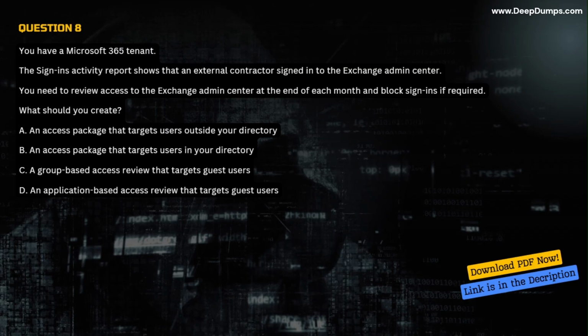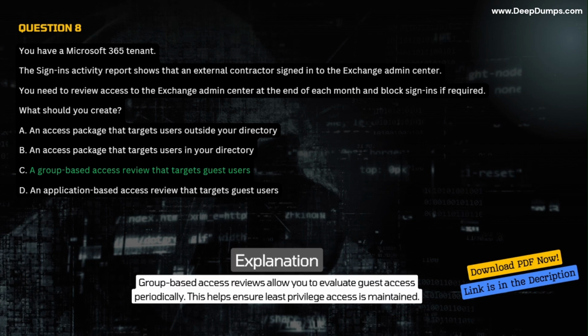C. A group-based access review that targets guest users. D. An application-based access review that targets guest users. Correct answer, C. A group-based access review that targets guest users. Explanation: Group-based access reviews allow you to evaluate guest access periodically. This helps ensure least privilege access is maintained.